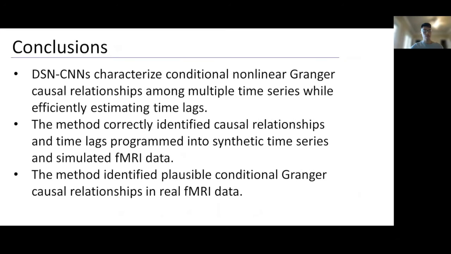In the conclusions, our proposed DSNCN model can identify the conditional nonlinear Granger causal relationship between multiple time series, as well as estimate the time lags between the source and the target.